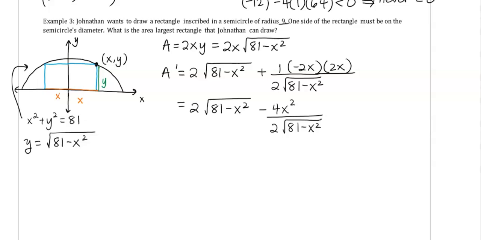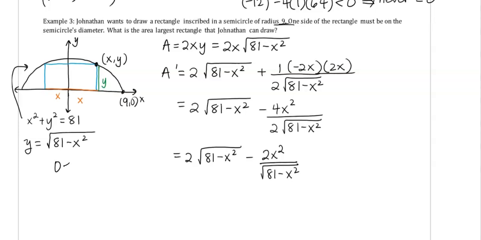I will simplify to get 2 multiplied by the square root of 81 minus x squared minus 2x squared over the square root of 81 minus x squared. Let's briefly talk about the conditions of x. Remember that the semicircle has a radius of 9, so this goes out to the point 9, 0. So we definitely have the condition that x must be larger than 0 but smaller than 9.